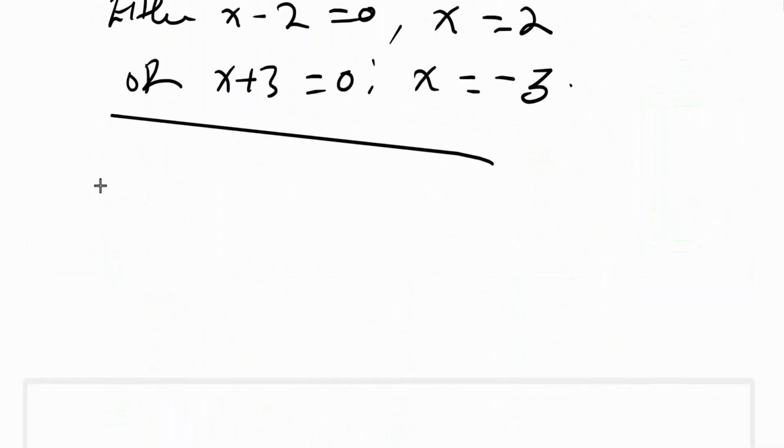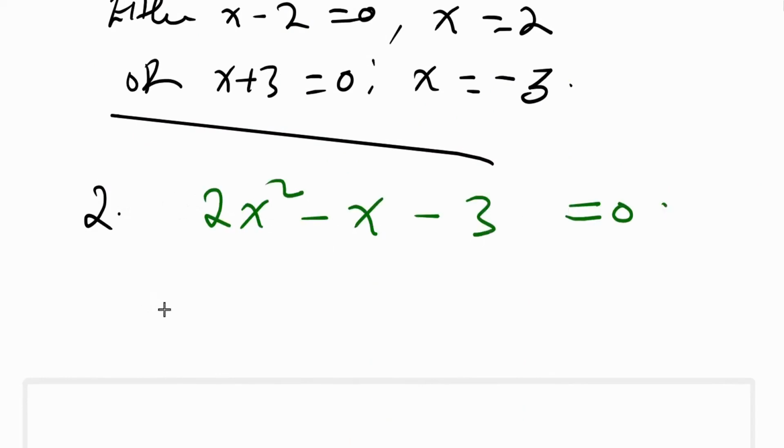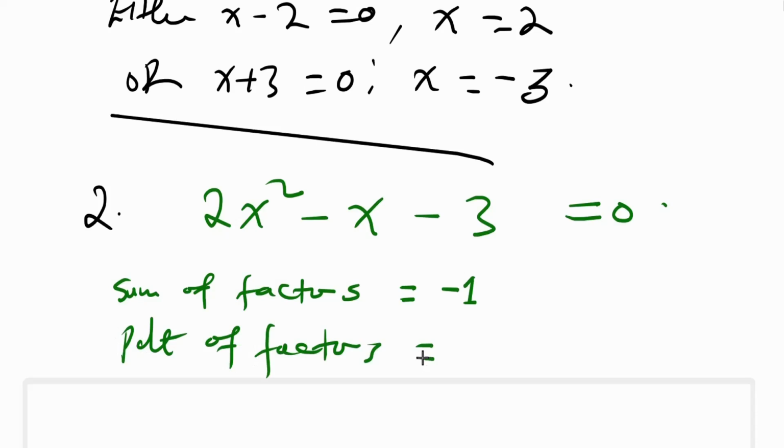Let us have example 2. If you have a quadratic equation as 2x squared minus x minus 3 equals 0. So the sum of the factors simply equals negative 1, since the coefficient of x here is negative 1. Then the product of factors, remember I said, is equal to the ac, and when we look at this, our a is 2 and then our c is negative 3.